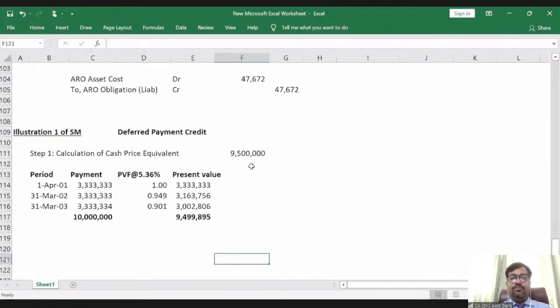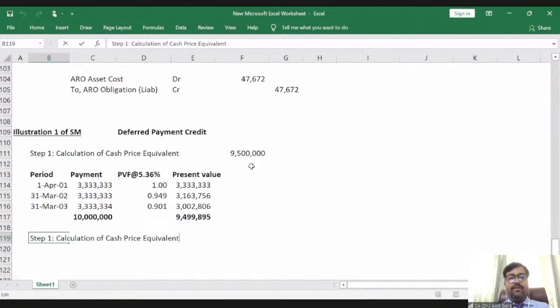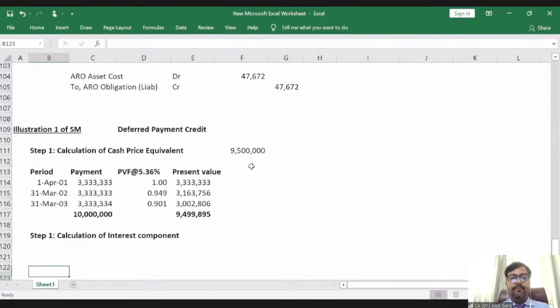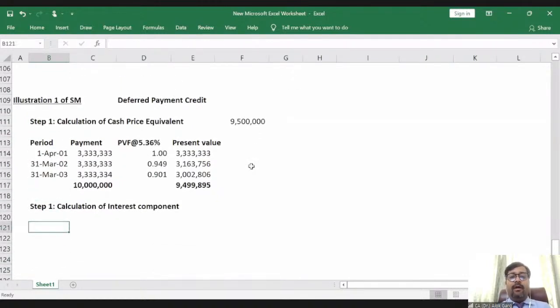Now I need to calculate the interest component as well, right? The first step was calculation of cash price equivalent. The second step is calculation of interest component. And let me tell you, the asset has to be recognized at cash price equivalent, 95 lakh. Now, first of all, at the beginning of the year, let's put all 3 dates in the same manner.